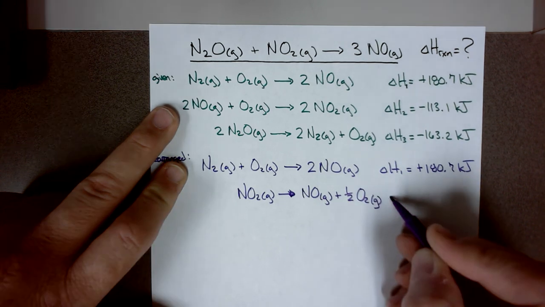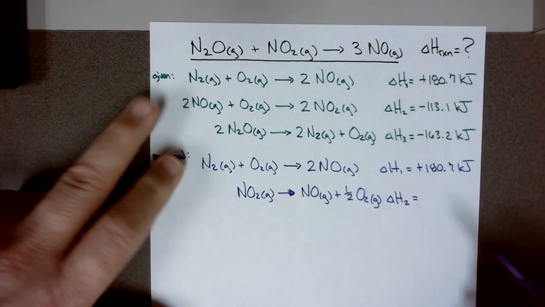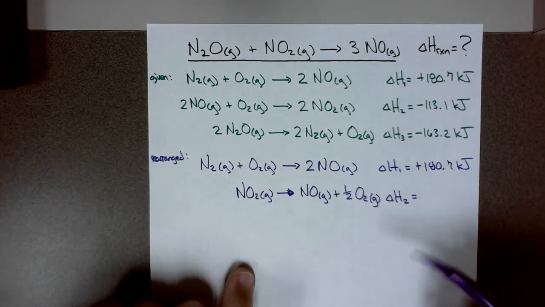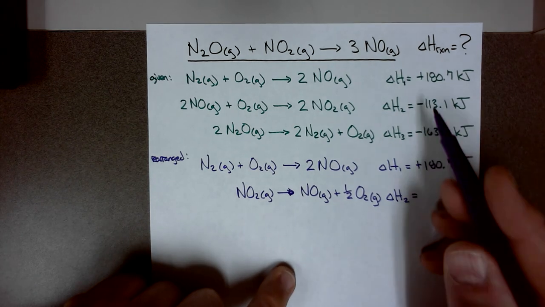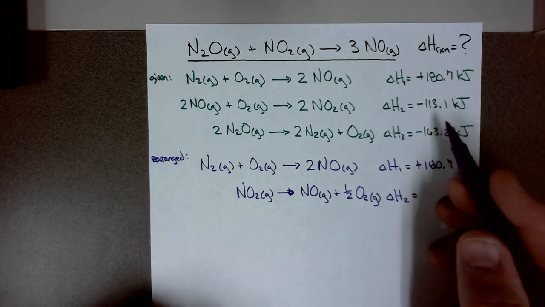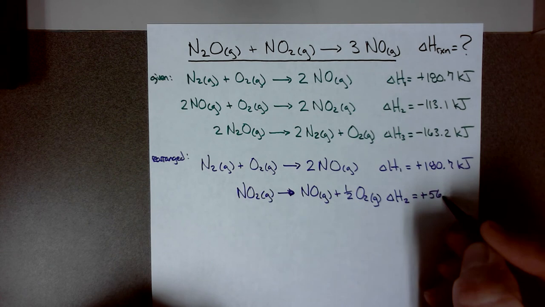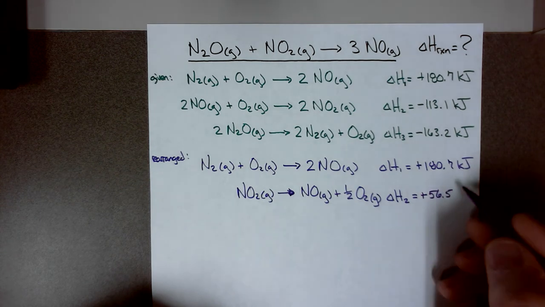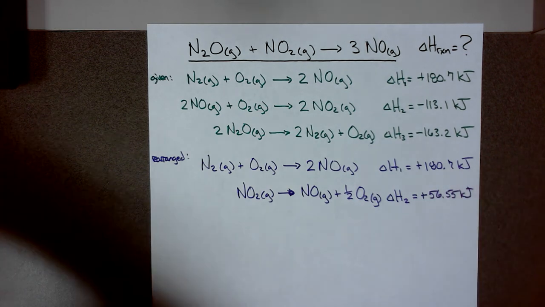And the delta H for this, and I'm trying to keep my arrows all straight as possible. My delta H for this one, I had to flip it so it becomes positive, and then I divide by 2. So when I flip and divide by 2, I get a positive 56.55 kilojoules of energy for that reaction.